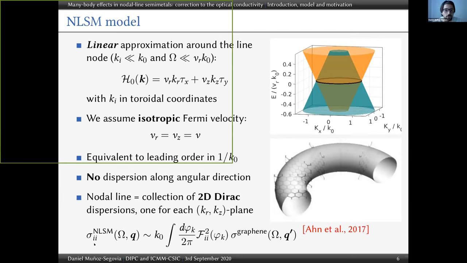And therefore, after working a bit, we can express basically the nodal line semi-metal conductivity as the integral over the line node of the conductivity in graphene times some projection factors. And the main point of our work will be to exploit this analogy to make the calculations.